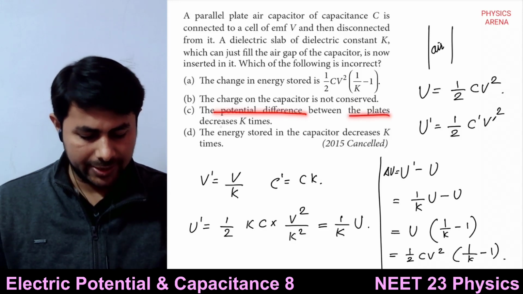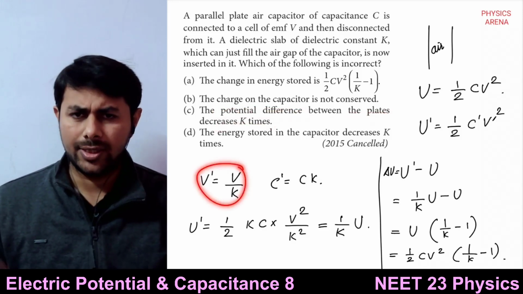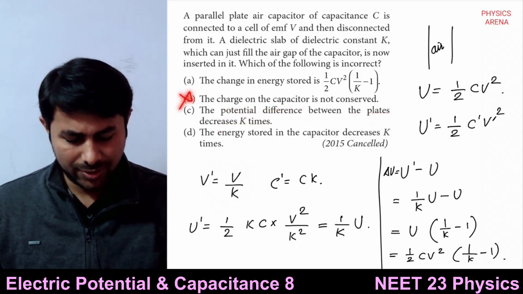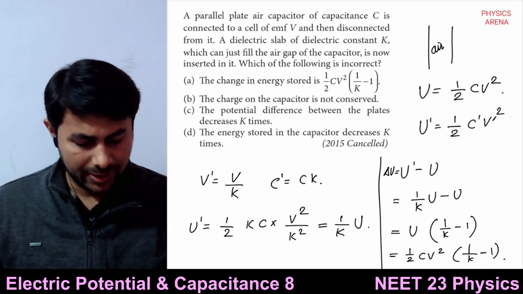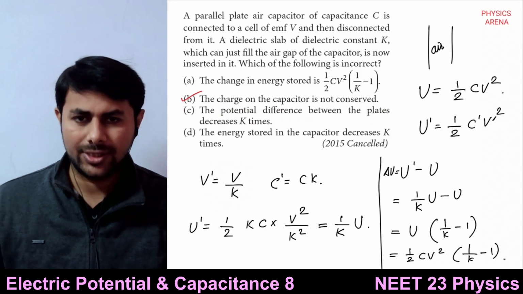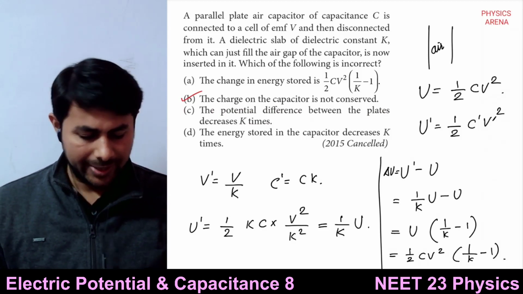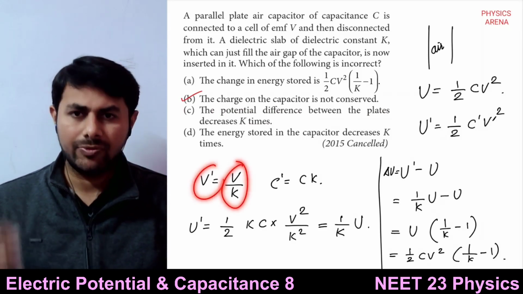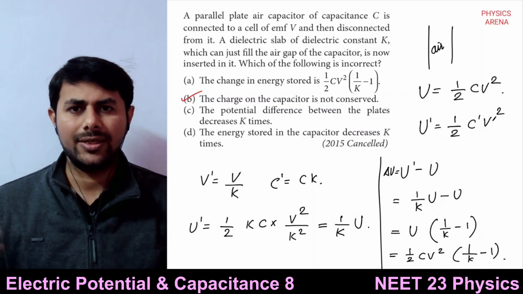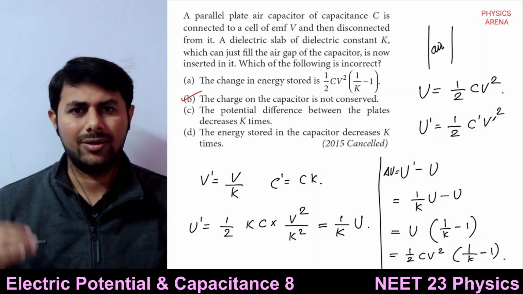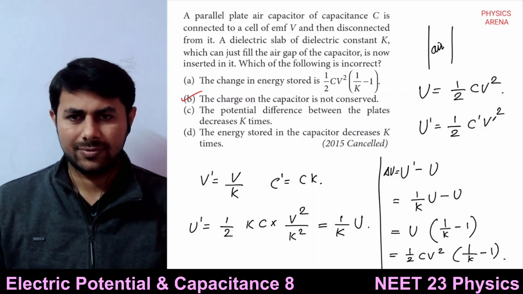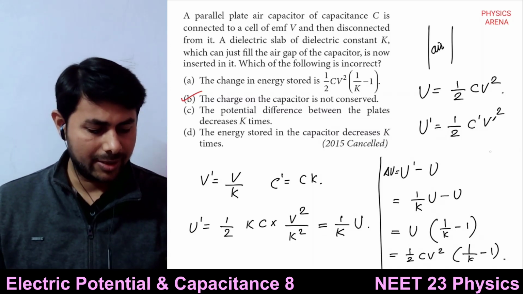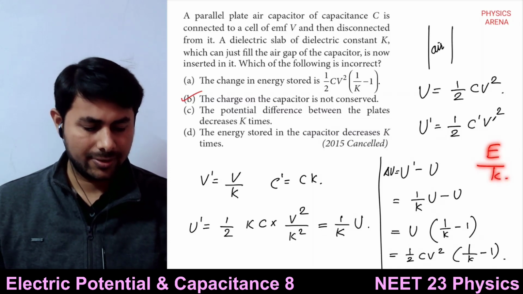Potential difference between the plates decreases K times. So it is true. So what is not true? Option B is not true. The charge on the capacitor is not conserved. So charge is conserved. So why does potential difference become V by K? Because the electric field becomes E by K, right? Electric field becomes E by K.